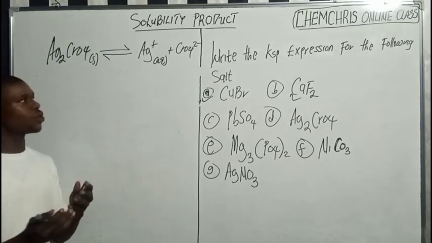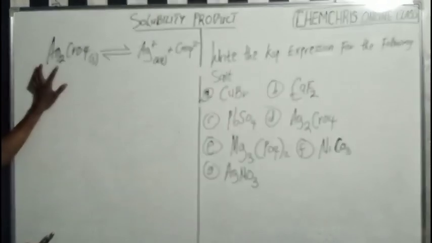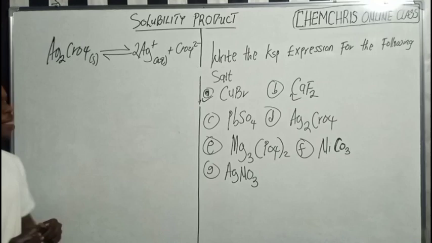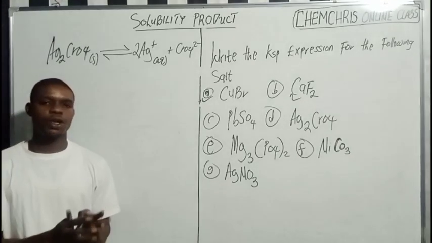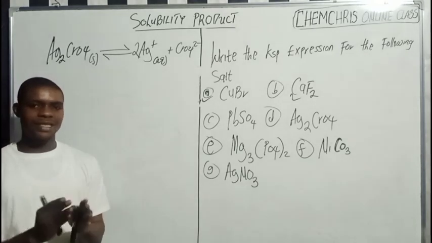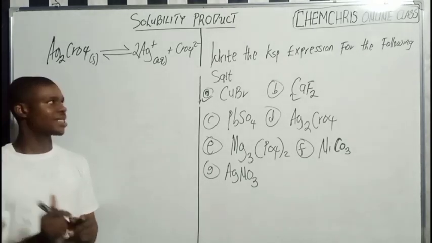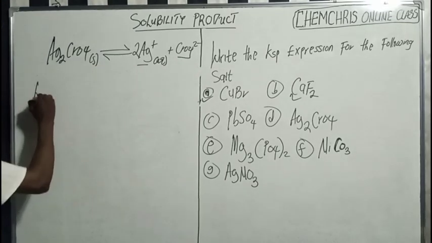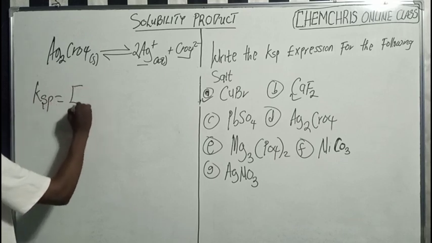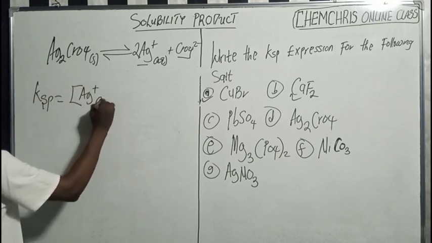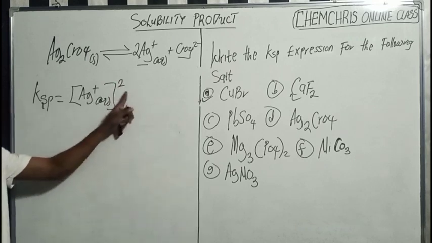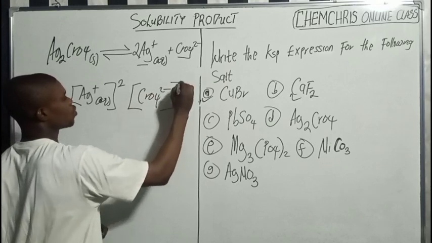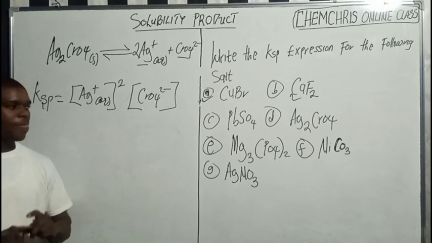Now the next thing to do is to write a balanced chemical equation. Ag here we have 2, so you have to put 2 here. This is already 1, it's already balanced. Remember, Ksp is equal to the concentration of the cation raised to its coefficient times the concentration of the anion raised to its coefficient. Here's my cation, here's my anion, right? So we have Ksp equals the concentration of Ag plus aqueous raised to 2, then the concentration of CrO4 2 minus raised to 1. It's okay.